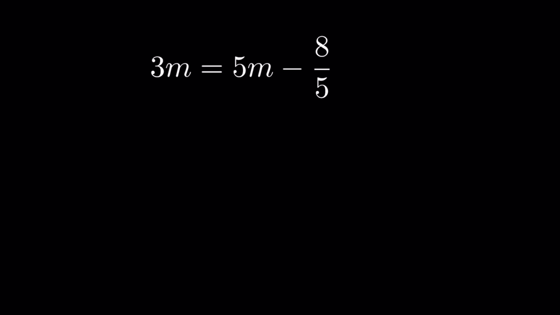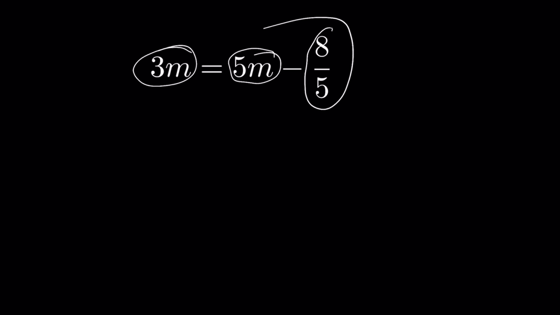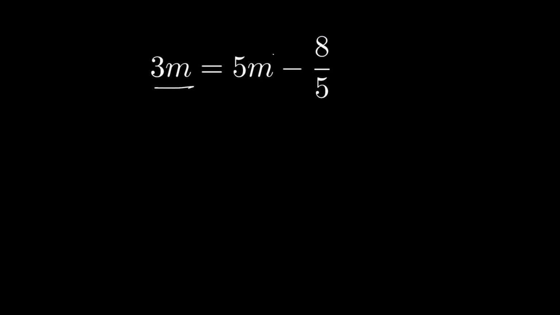3m is equal to 5m minus 8 upon 5. How do you solve this? So 8 upon 5 is a fraction, 5m is a whole number, 3m is a whole number, and also this 5m and 3m are of same family.